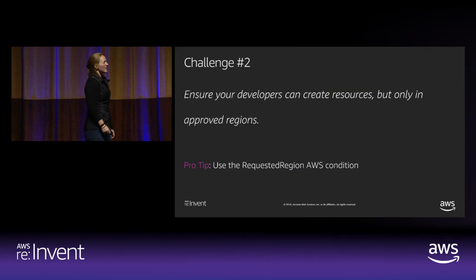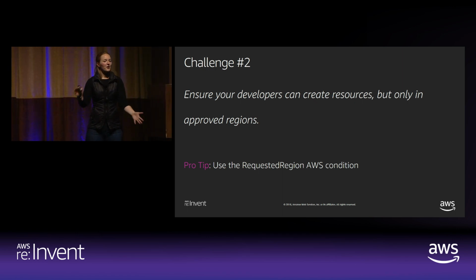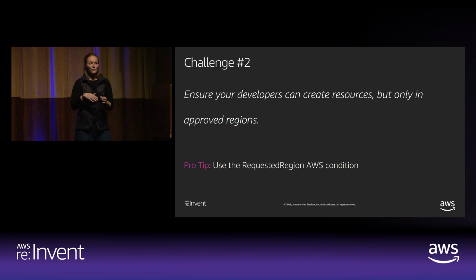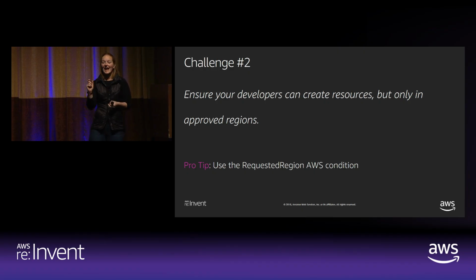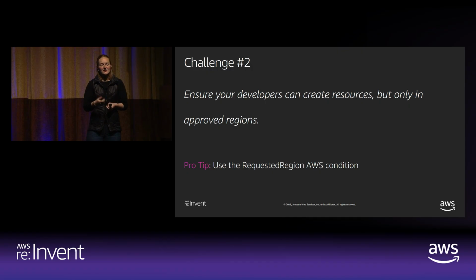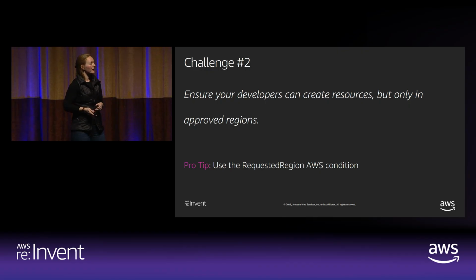Next challenge. Ensure your developers can create resources, but only in approved regions. Pro tip here, use the requested region AWS condition. We'll go through the policy, but I want to call out one thing: this condition key works for all services that are in a region, and that's most of our services. There are some services that have global elements to them. For example, IAM is global. S3 list all my buckets, that action is going to be a global action. So you have to account for those, but it's very few and far between.